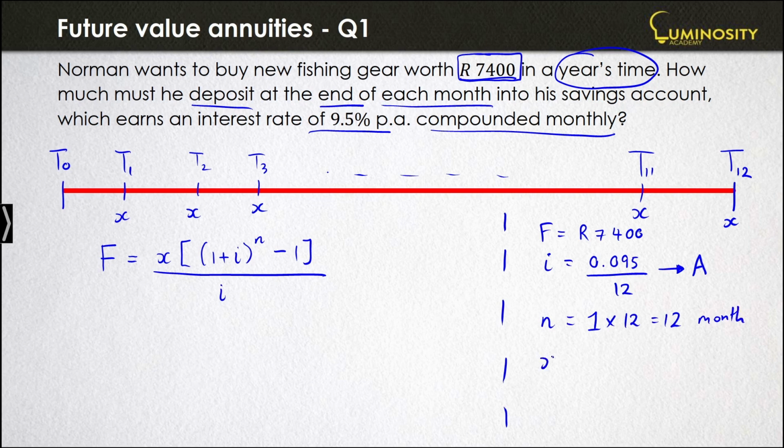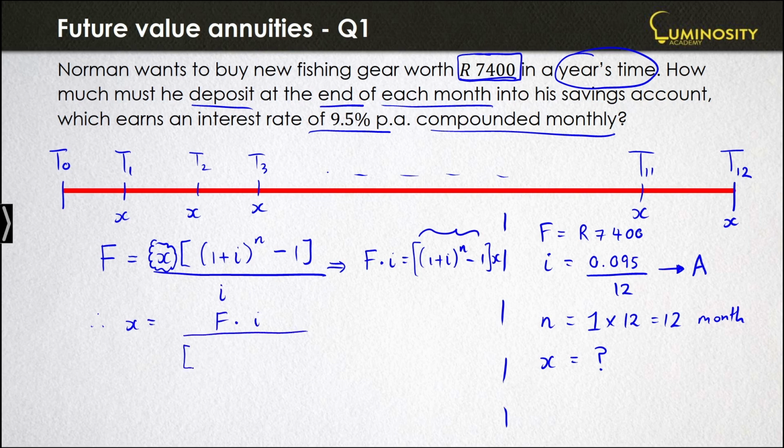And what we're looking for is X, the regular installments that Norman's going to make at the end of each month, so that at the end of the year, he will have 7,400 Rand. So I can rearrange the equation. First I'll multiply both sides by i to get F times i. And on the right-hand side, I have 1 plus i to the power n minus 1, all times X. Because I want X, I can divide by this entire term. Therefore, X is going to be F times i, all divided by 1 plus i to the power n minus 1.